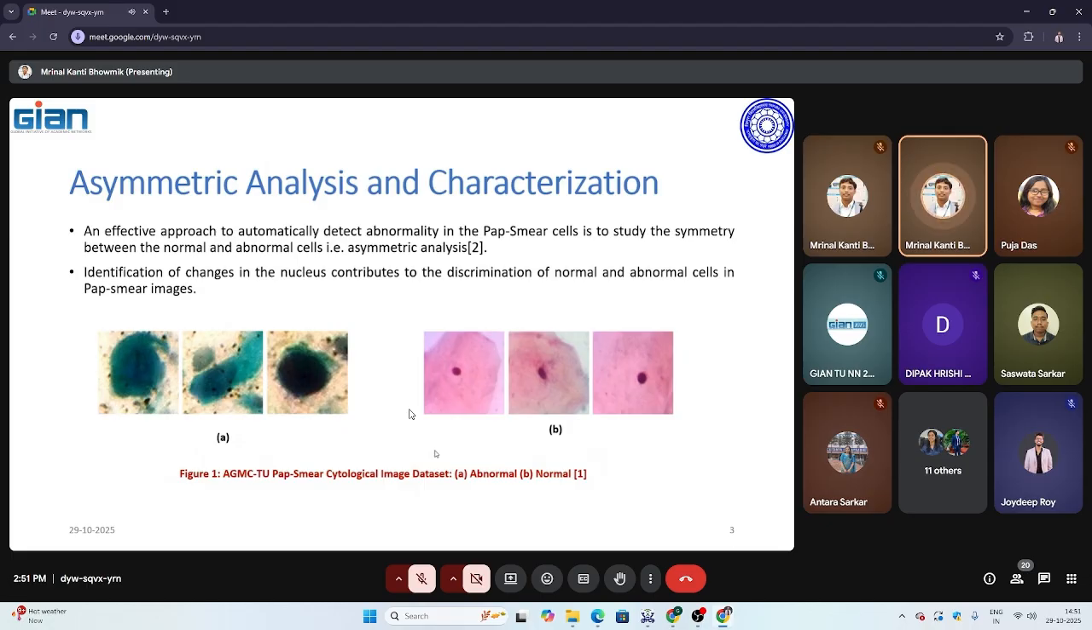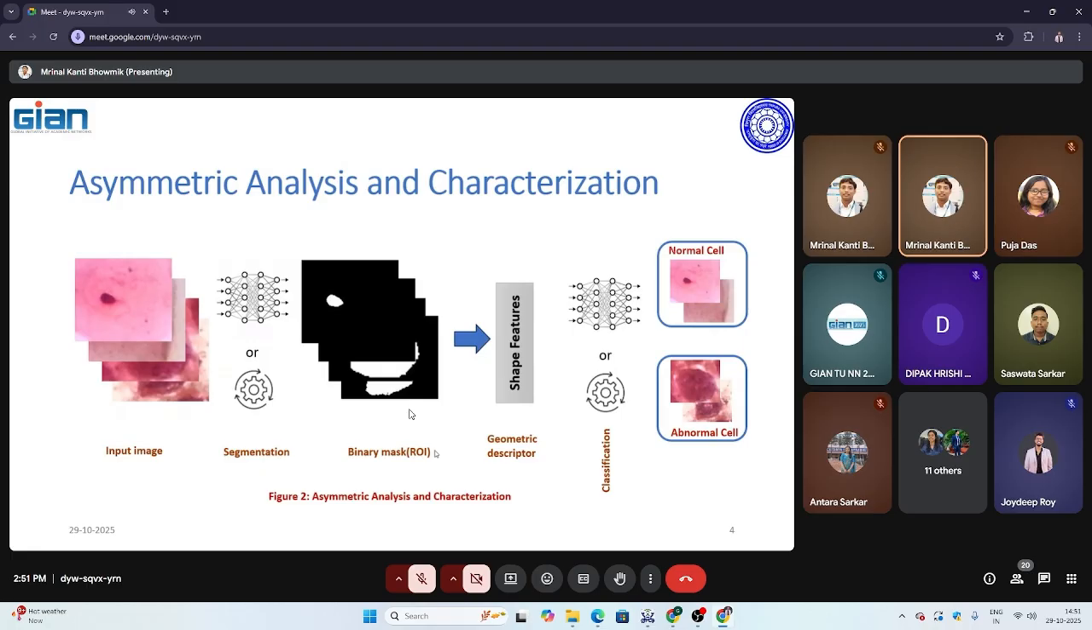So today in this tutorial session, I will assist Dr. Minalkanti Bhumik, sir. In today's tutorial session, we will explore how microscopic imaging, especially pap smear cytological imaging, can be analyzed computationally to detect asymmetry between normal and abnormal cells.